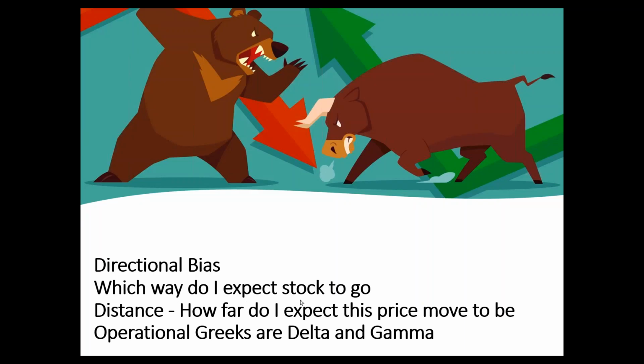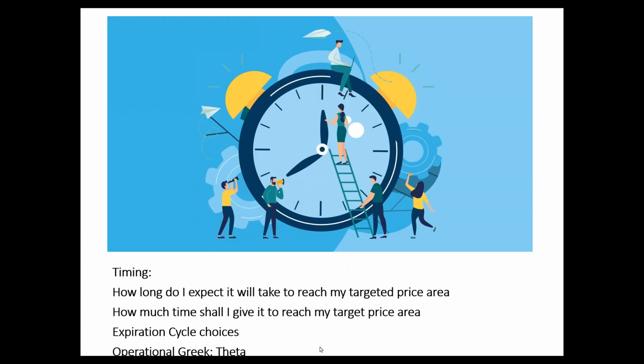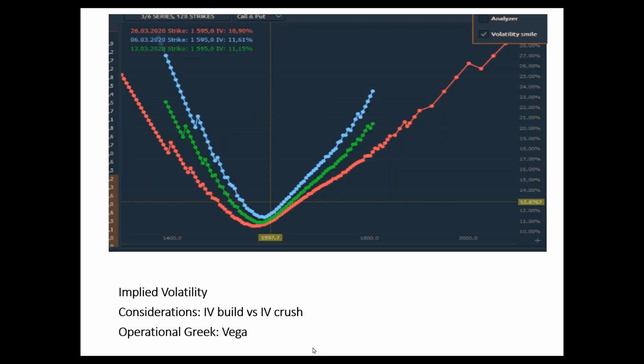Directional bias: which way do I expect the stock to go? Distance: how far do I expect the price to move? Operational Greeks are delta and gamma. Timing: how long do I expect it will take to reach my targeted price area? How much time shall I give it to reach my targeted price area? Expiration cycle choices is what I'm talking about here. Choose the proper expiration cycle to meet your expectations. The operational Greek here is theta.